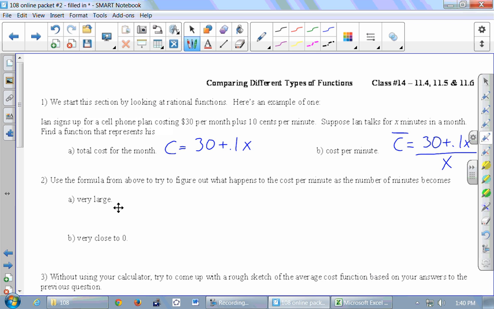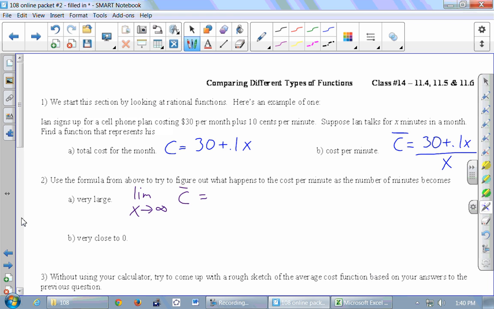Okay, so hopefully you had some success here, but if x becomes very large, and so I'm going to write this using our standard limit notation. Limit as x goes to infinity. If x becomes very large, then we're going to plug into the C bar function, and we're going to decide what happens.